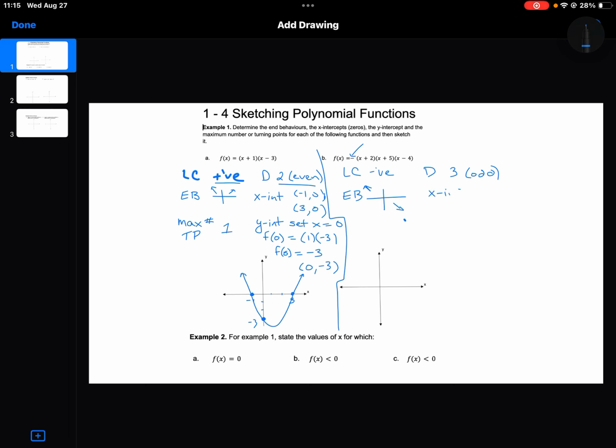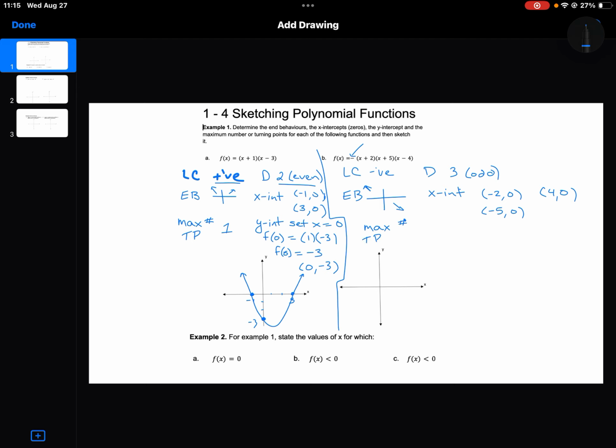Our x-intercepts, we've got 3 this time. They each come from the brackets. We've got (-2, 0), (-5, 0), and then (4, 0), just like we did with the quadratic, the degree 2 function in part A. Now we're going to identify our max number of turning points.